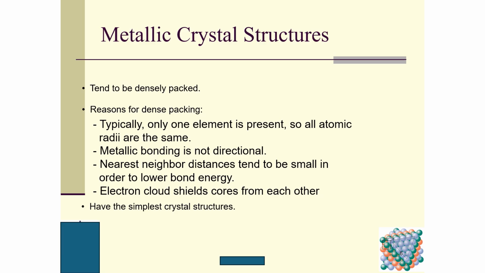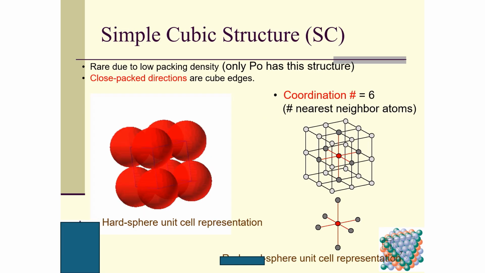Metallic bonding is not directional, as we learned. The nearest neighbor distance tends to be small in order to lower the bond energy. The electron cloud shields the ion cores from each other. This is the reason why metals usually have dense packing, and metals also have the simplest crystal structures. In the following slides, I'm going to talk about several commonly seen structures for metals.